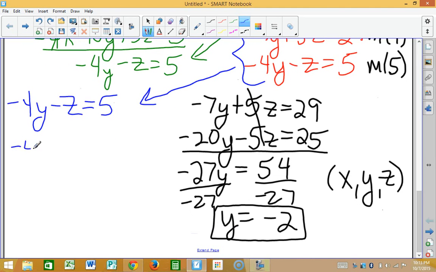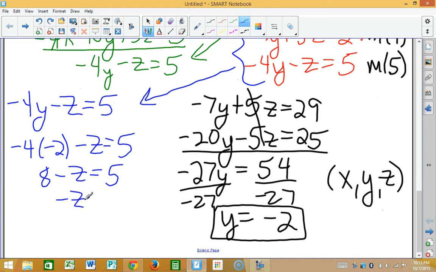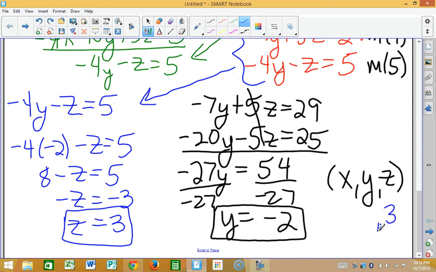So I'm going to get negative 4 times negative 2 minus z equals 5. So I get 8 minus z equals 5. Negative z equals, I subtract 8 over, I get negative 3. So z equals 3. So there's the second part to my solution. Okay, so we have z is 3. Okay, we have that y is negative 2. So all that's left is whatever x is.